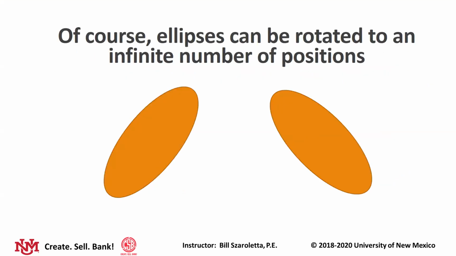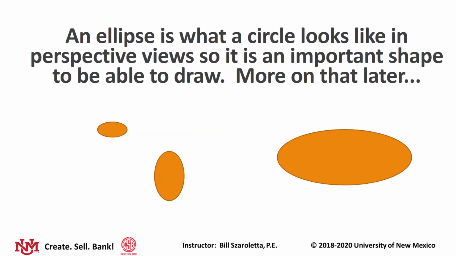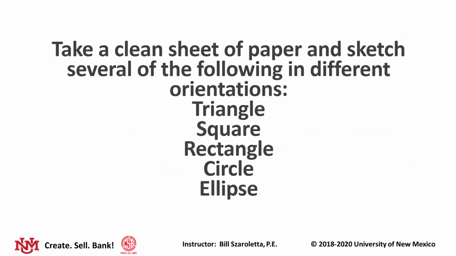And of course, the ellipses can be rotated to an infinite number of positions. And we're going to talk about vanishing points and things like that. You want to make sure that your minor axis is right on the line that points to the vanishing point. And then your ellipses will look very, very good. Now, take a clean sheet of paper and sketch several of the following in different orientations: triangle, square, rectangle, circle, and ellipse. Just get comfortable with that.